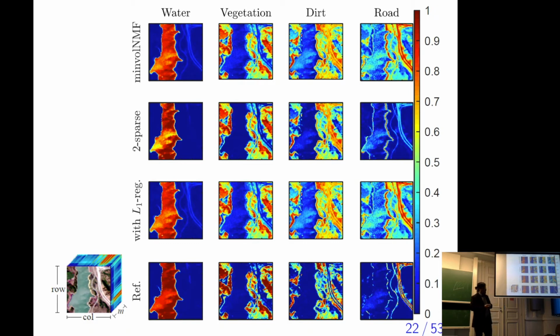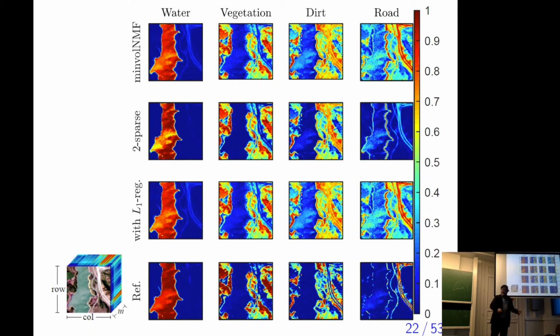So I was thinking, what about sparse mean volume NMF? That's what the middle 2 rows are doing. The second row is actually 2 sparse mean volume NMF. And for this example, it is the best one. For example, when you look at the water component for the reference, you will see something outside the water region has some response, but for the 2 sparse, it's perfectly clean. That means there's nothing outside the water region.